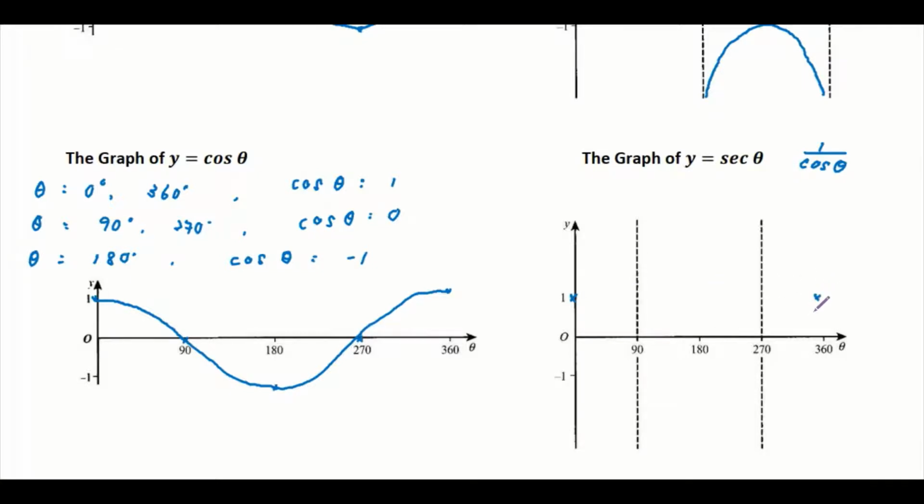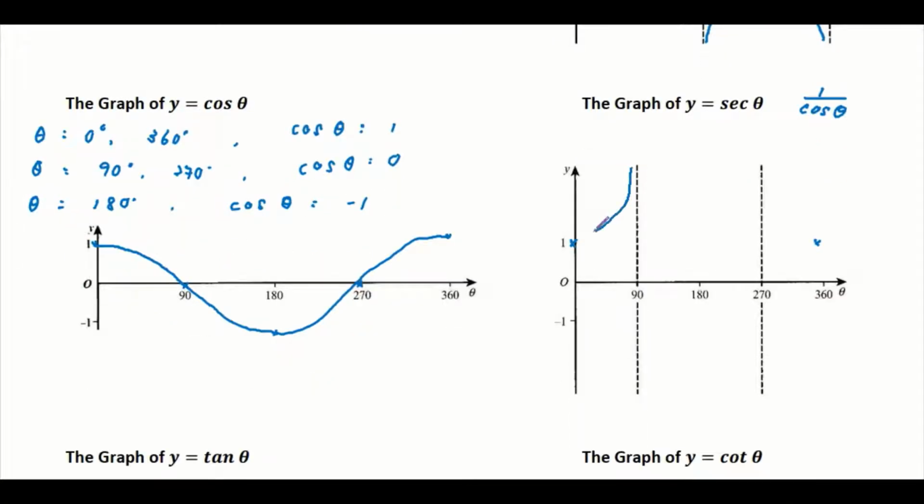Let us see the second one. At 90 and 270, cos theta is 0, which means you get 1 over 0, which is undefined. That's why there are two asymptotes at 90 and 270, so you are not going to reach this line at all. So we know the graph will look something like this. And then the same thing for here.